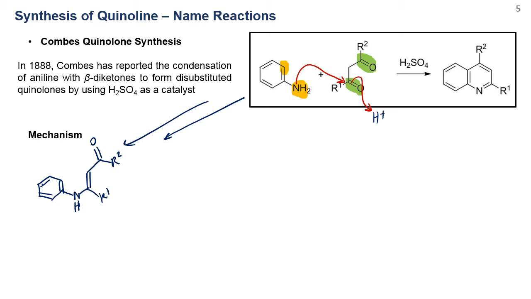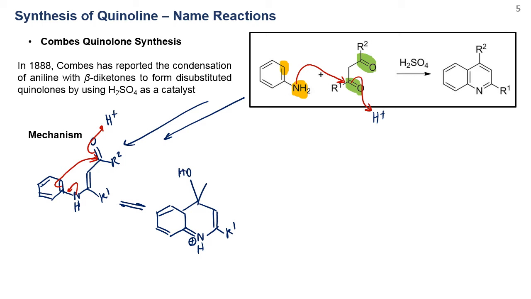And from here you can use the ortho position of the aniline, which is quite nucleophilic, to attack the ketone that it formed. This will lead you to the cyclized product. And you have the proton here. This can regain the aromaticity by removing the proton.